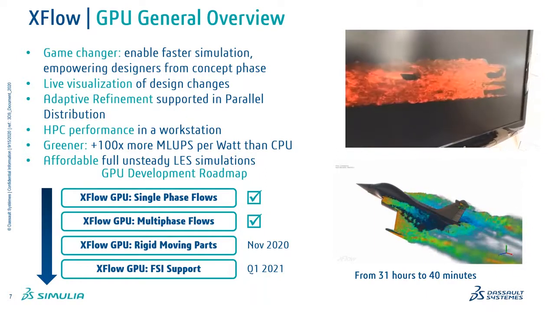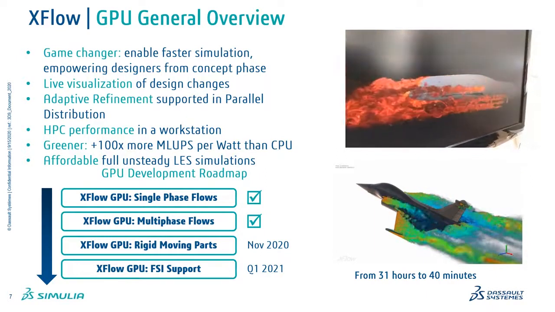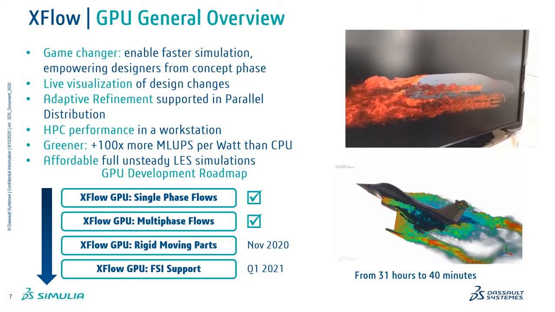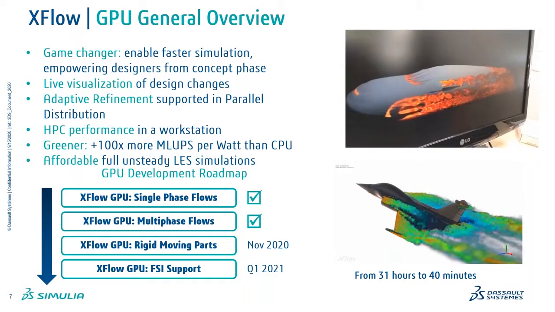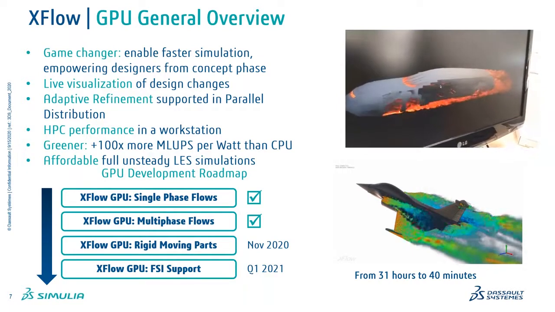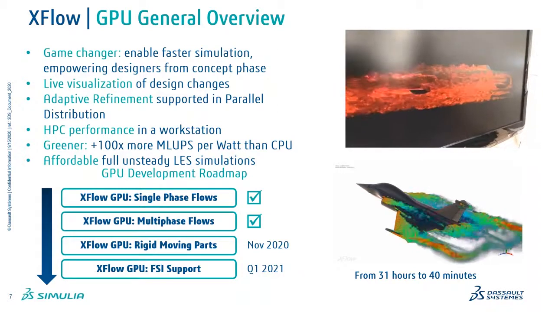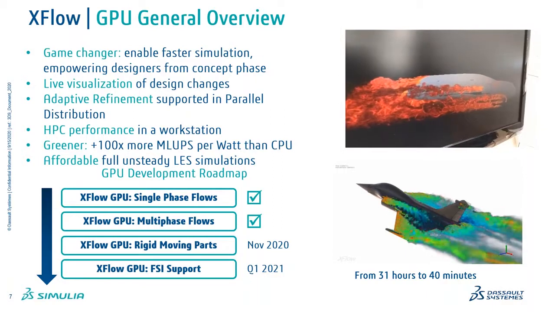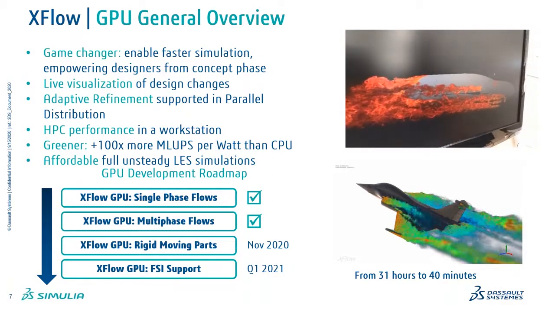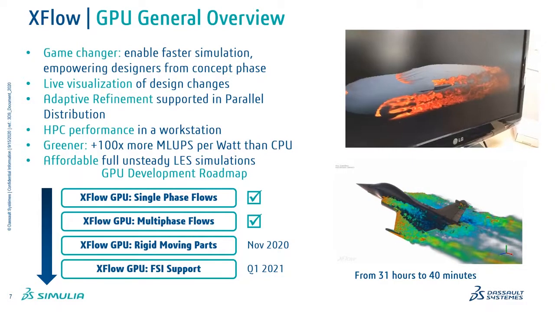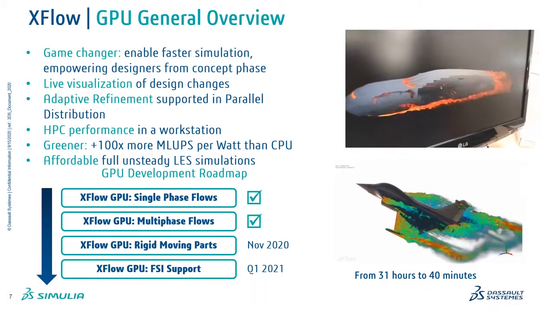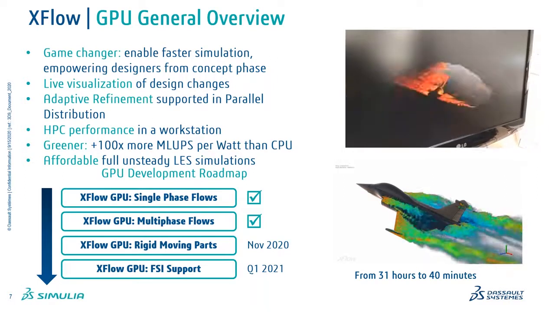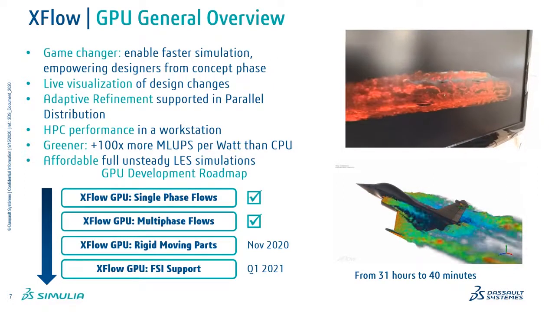Just to give you a rough idea on figures, we've seen that it can be 40 to 80 times faster than a normal CPU simulation run on hardware of the same cost range. So the XFlow GPU version allows you to have HPC performance on a workstation. Also, the technology is greener, which means that we're getting around 100 times more calculations done with 1 watt than with a CPU. So yeah, less power consumption means less heat, which also leads to less cooling. So the overall energetic impact is also much lower.